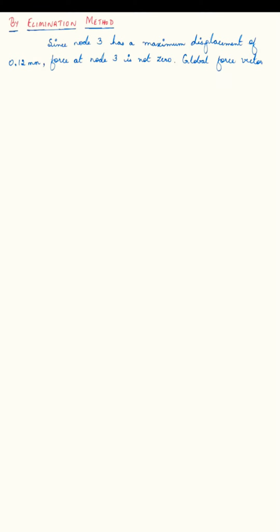So since node 3 has a maximum displacement of 0.12 mm, as I told you before, the force acting at node 3 will not be equal to 0. If it was a fixed support at node 3, then the force at node 3 will be 0. Only reaction force would have been present. But now since node 3 has some amount of freedom to move, the force at node 3 will be a partial amount from the force which is present at node 2.